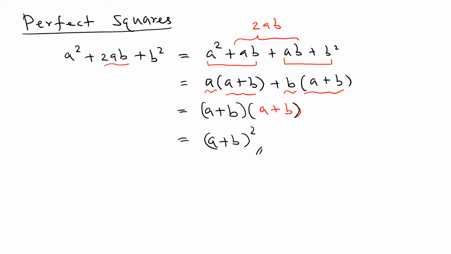So this is one way to factor this. The same argument works with the other one, a squared minus 2ab plus b squared. If you do a similar argument, you end up getting a minus b squared. So those are the identities. So let's see how we can use these identities. Let's go through several examples. So, example, say factor.